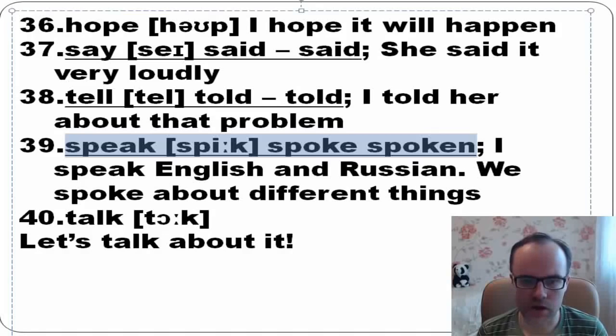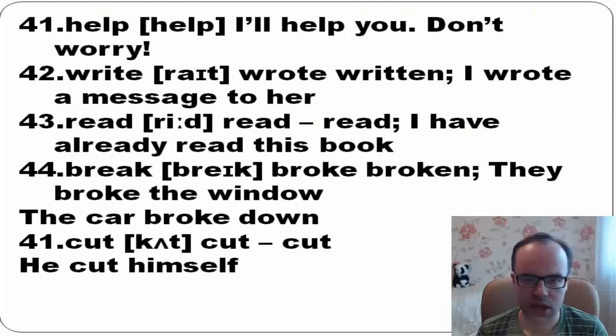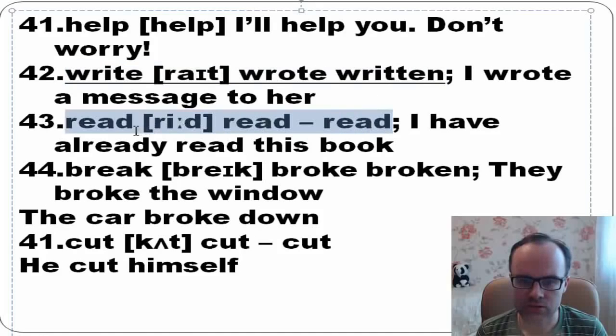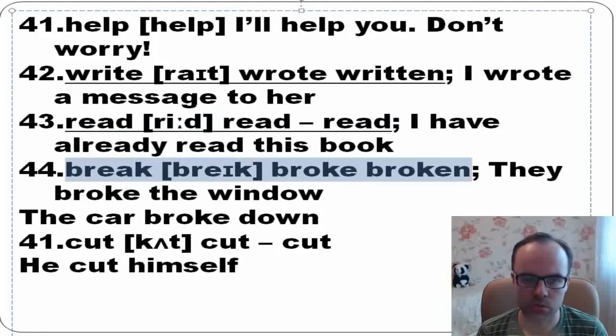Talk. Let's talk about it. Help. I'll help you. Don't worry. Write, wrote, written. Irregular. I wrote a message to her. Read, read, read. Irregular. I have already read this book. Break, broke, broken. Irregular. They broke the window. The car broke down.